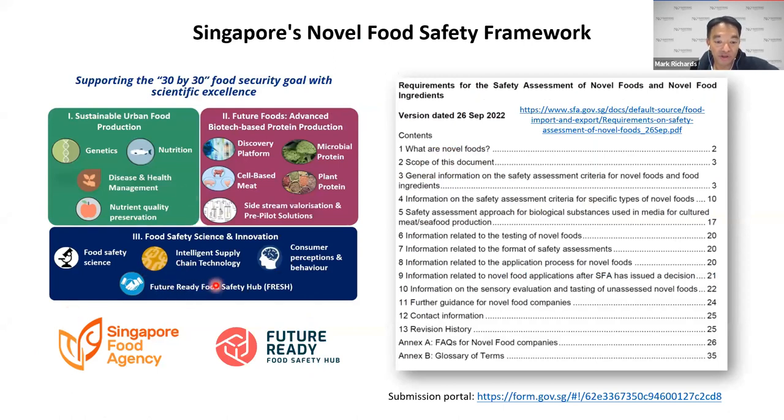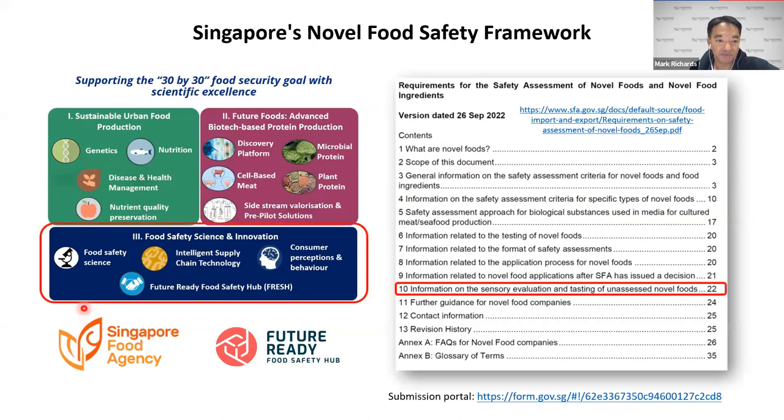And finally, Singapore also has a very progressive novel food safety framework. The Singapore Food Story funding platform funds not just projects looking at the technology of alternative protein, but they also fund research into the safety of novel proteins. And there's an office called Fresh, which has been tasked to actively look into some of these safety issues.